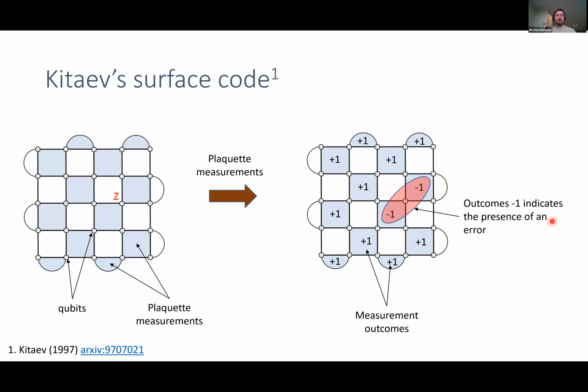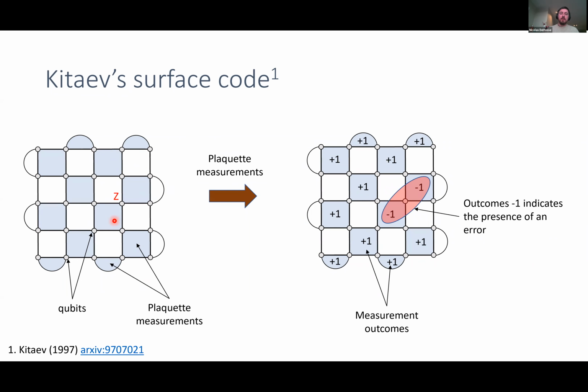So first, as I was telling you, the motivation is the gap between theory and experiment, and I'm going to discuss the surface code. So we are going to consider this square grid of qubits, where each node is a qubit. Here we have a 5x5 grid of qubits, and we will run plaquette measurements. This is Kitaev's code.